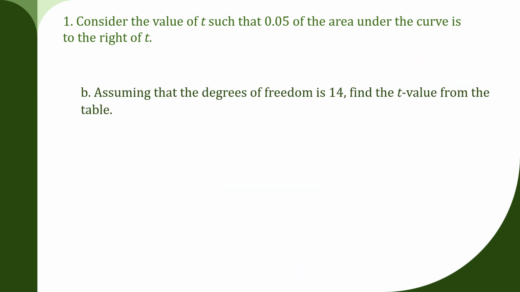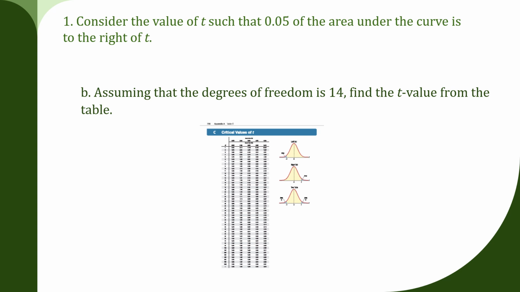Okay, so it says consider the value of t, same thing as before. Consider the value of t such that 0.05 of the area is to the right of t. This time they're asking us, assuming that the degrees of freedom is 14, find the t value from the table. The table that it's talking about is this critical t table.